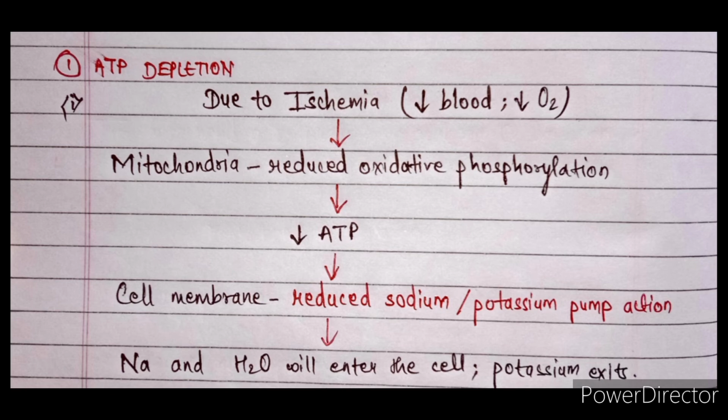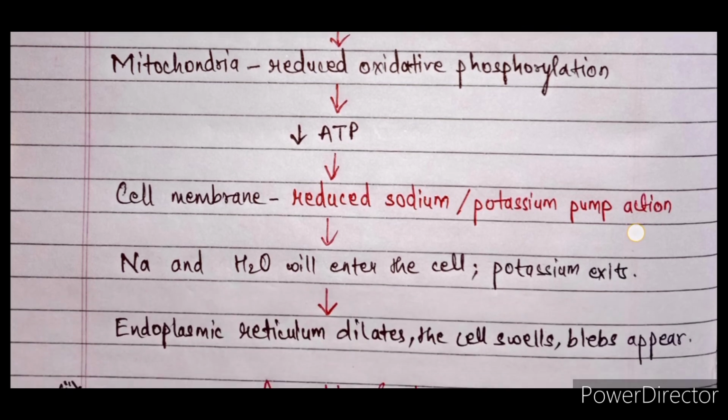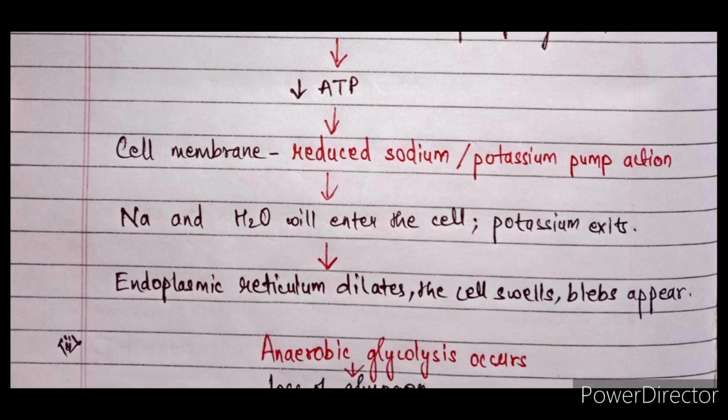Due to reduced oxidative phosphorylation, there will be decrease in the formation of ATP, and ultimately it will reduce the sodium-potassium pump action on the surface of the cell membrane, due to which the sodium and water will enter into the cell and potassium will exit, making the endoplasmic reticulum dilate and also cellular swelling with the formation of blebs. So this was all about the first story.